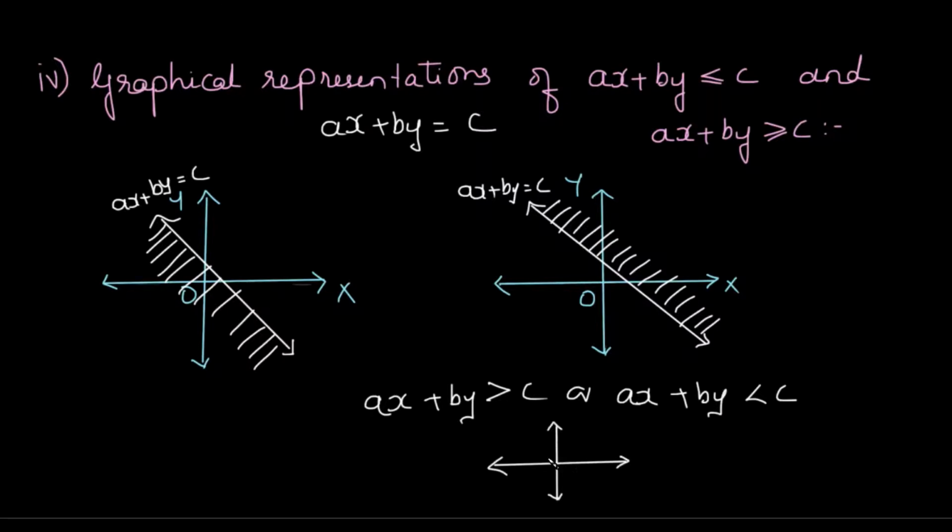I plot the corresponding points for x and y to get the equation of the line. Then, instead of taking a solid line, just to symbolize that the line is not included in the solution, we draw a dotted line. The rest of the sum is the same, but instead of a solid line, we draw a dotted line, which means the line is not included in the solution set.